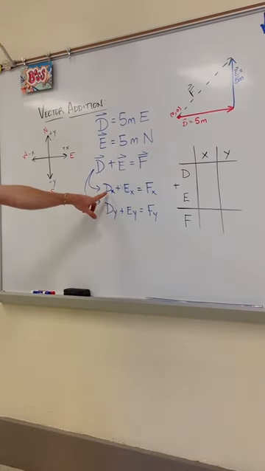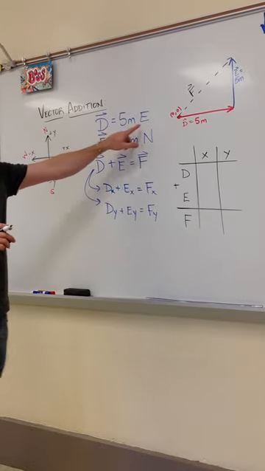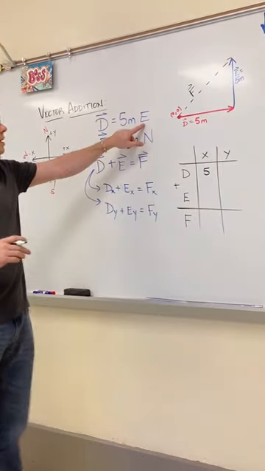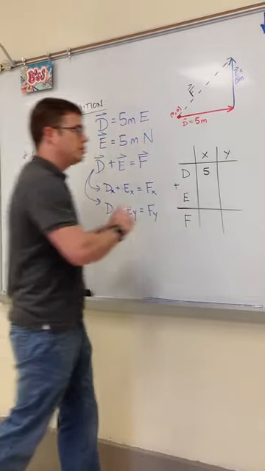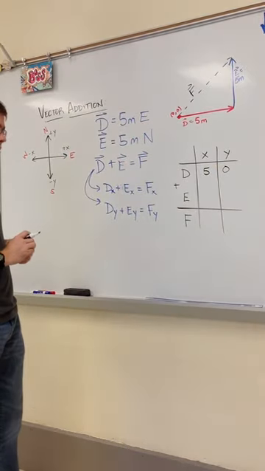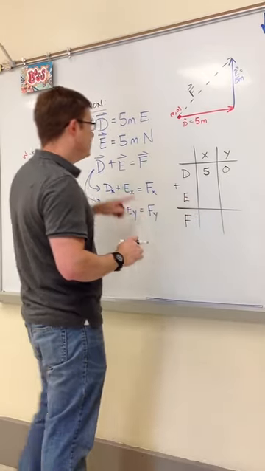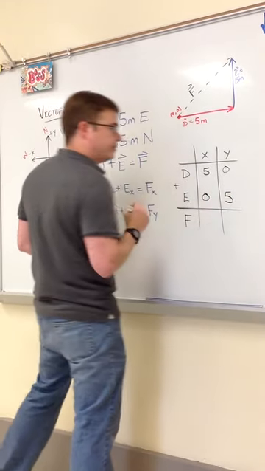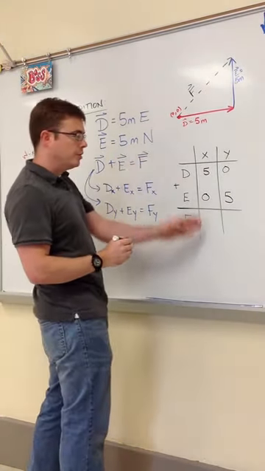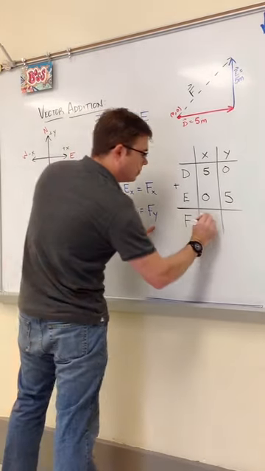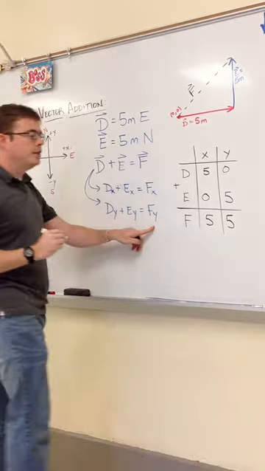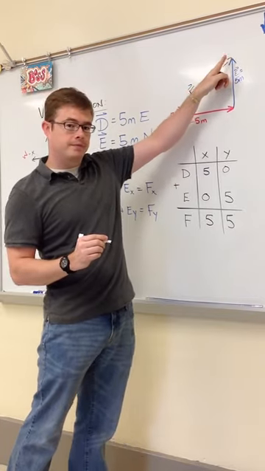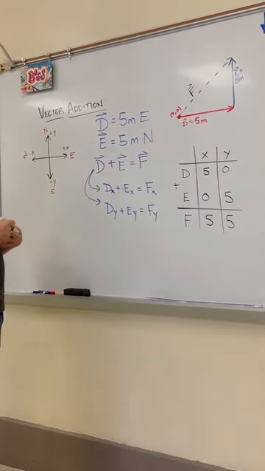D is 5 meters east. So if you look at the arrow that you've drawn, your x value is 5, and because there's no indication of north or south in this one, there's no y to that. E has nothing east or west, but has 5 north. Now you can add together their values, just like are written here in these equations. You end up with 5 and 5. So that means that your F vector has a value of 5 in the x and 5 in the y. Okay? But you don't express your answer that way.